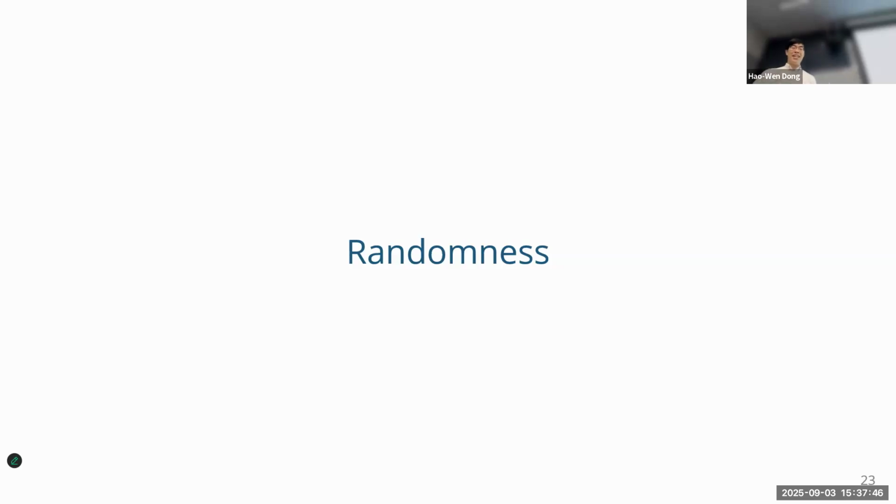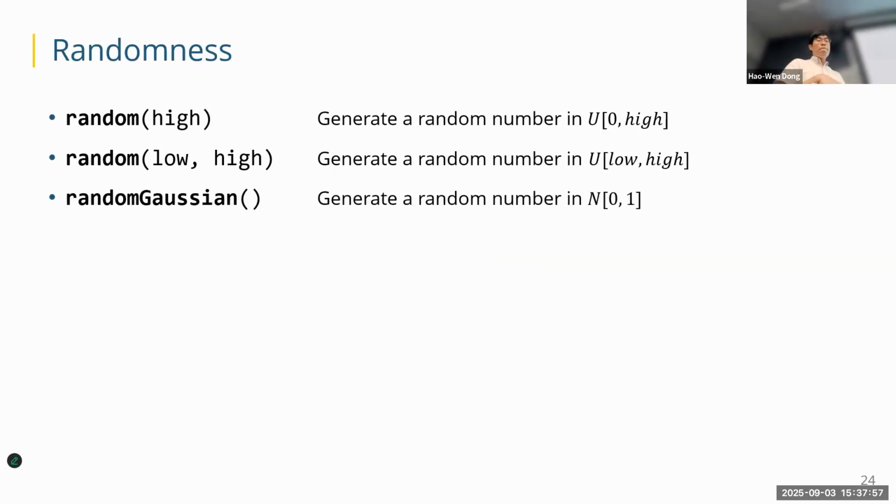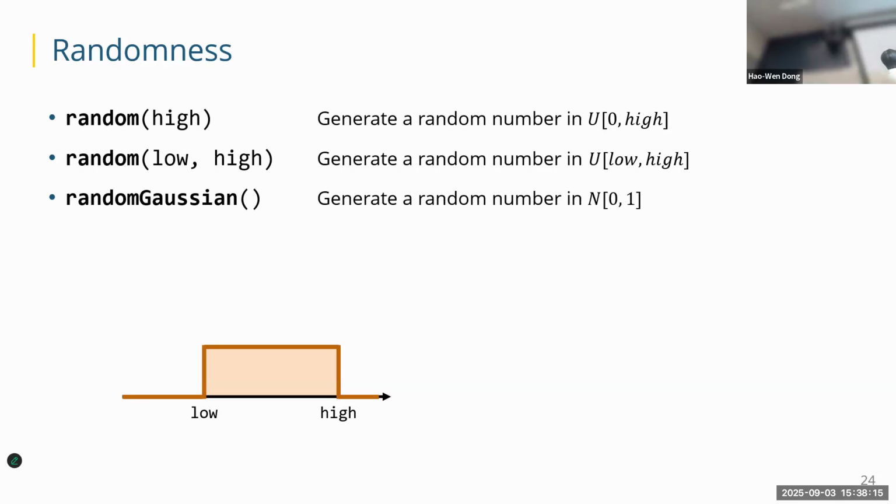So now we are jumping into a totally different topic. That's randomness, but that's also very fun because you can do a lot of things with just a random number generator. So for random numbers, the basic functions are just random, random high, random low high, random Gaussian. We will go over it later. So for random high and low high, you basically just generate a random number between this range.